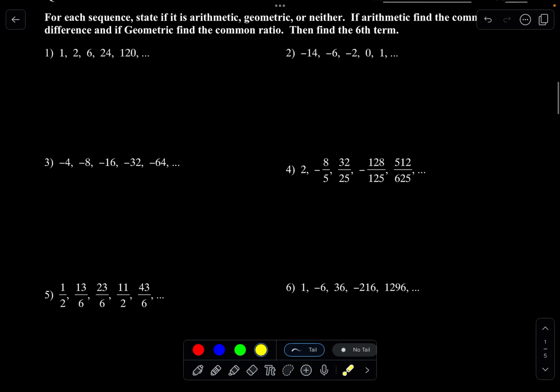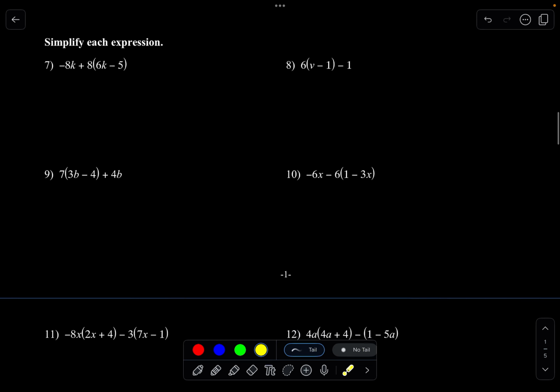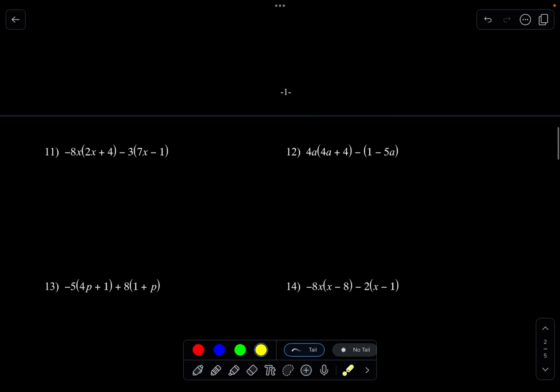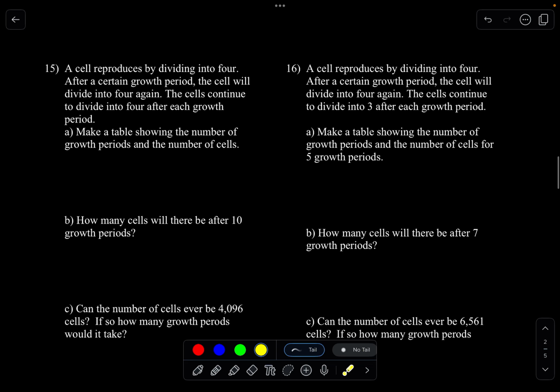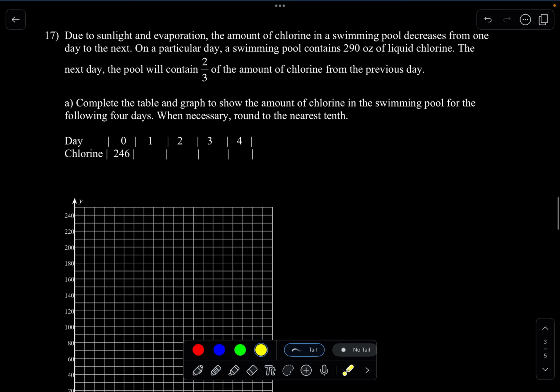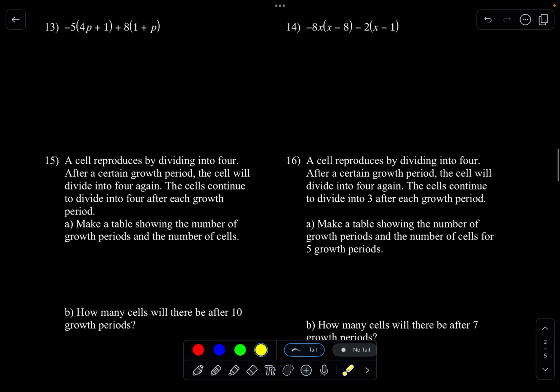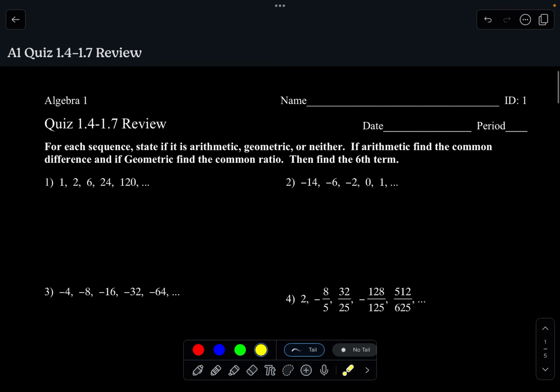Now you have a lot of these, but you only have one on your quiz. And then you have 2 of these, but you only have one on your quiz. And then you have this, which is similar to your quiz. All right? So let's get going. I'm going to circle the ones I'm going to do, like number 1.